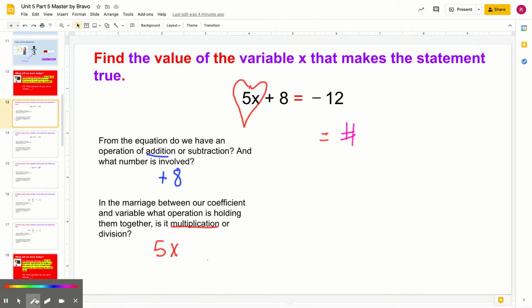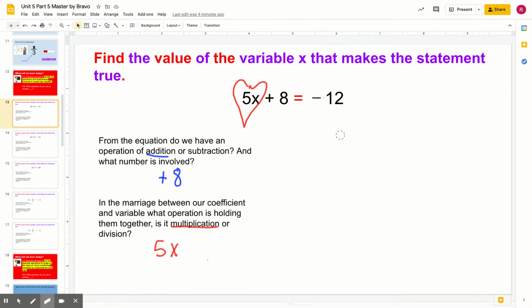And you're keeping your variable alone. That is the objective. To solve an equation, you're technically just organizing numbers with numbers and keeping your variable alone. That's the end goal. That's how you solve an equation.